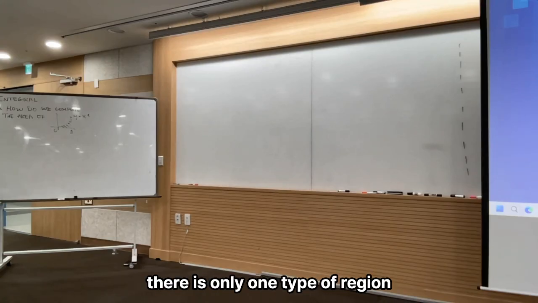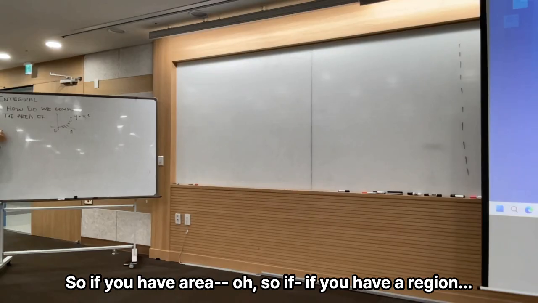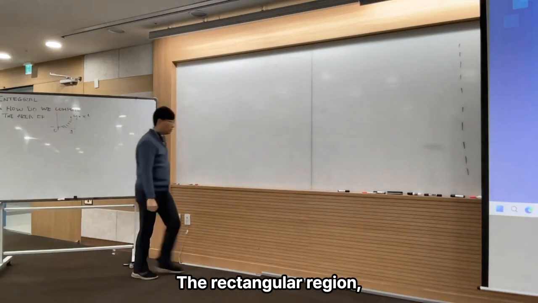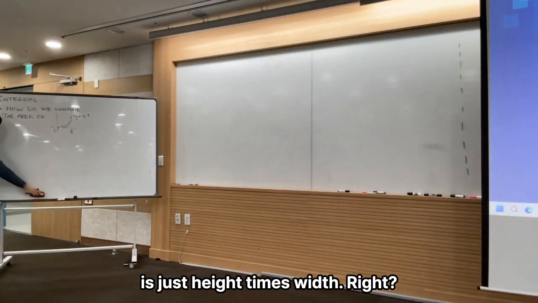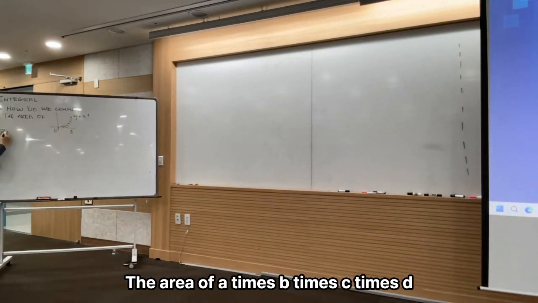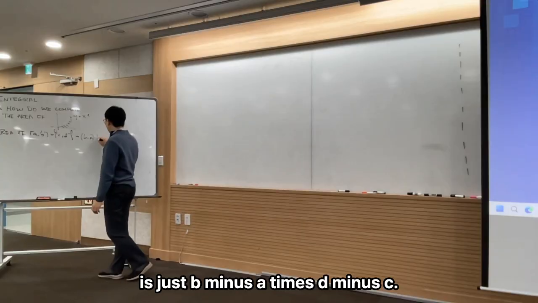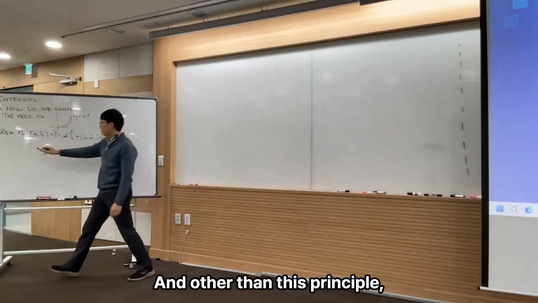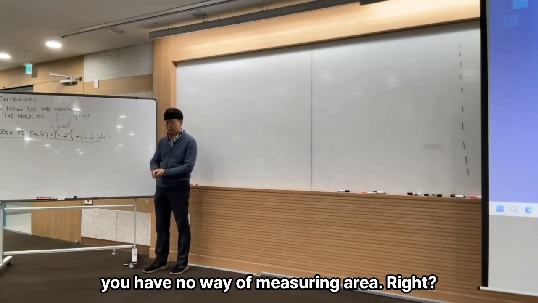So how do you compute the area? There is only one type of region whose area you can compute intuitively: the rectangle. If you have a rectangular region, then the area of that region is just height times width, right? So the area of the rectangle with corners A, C and B, D is just (B minus A) times (D minus C). And other than this principle, you have no way of measuring area, right?